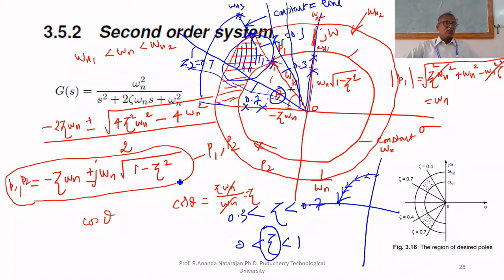Suppose I want to have a system whose zeta value must be between 0.3 and 0.7. Its natural frequency must be between omega 1 and omega 2, which means I have to select the poles in this region. If I select poles here, then definitely its zeta value is between 0.3 and 0.7, and omega n will be between omega n1 and omega n2. So I can choose the behavior of the system by selecting the poles. That is called design of controller. That we will see.